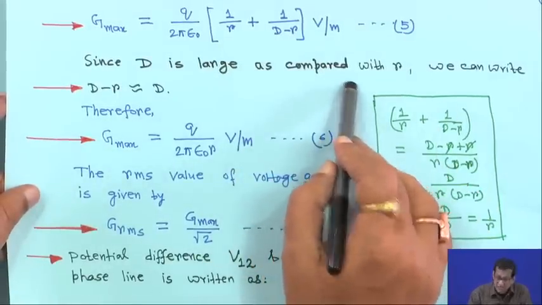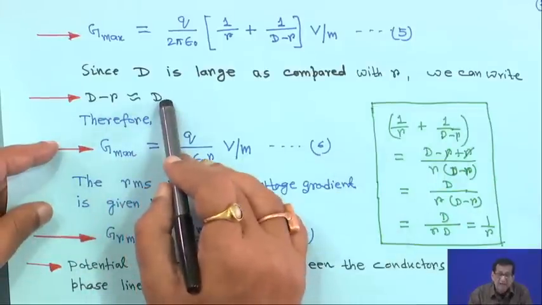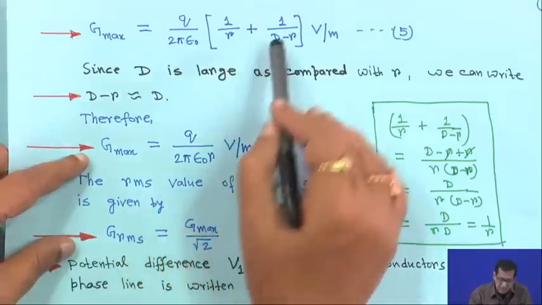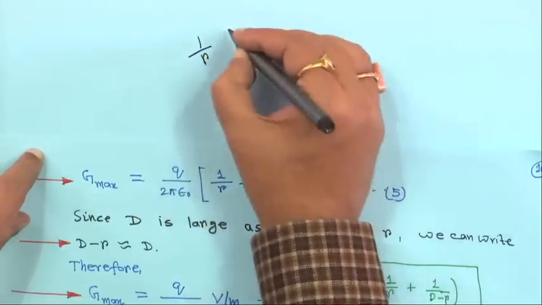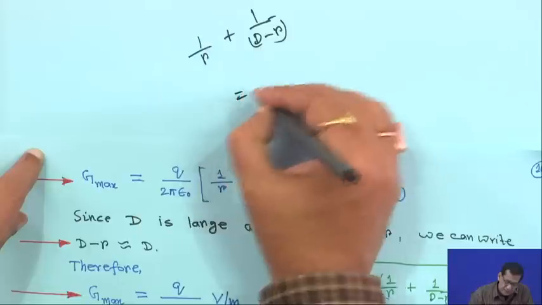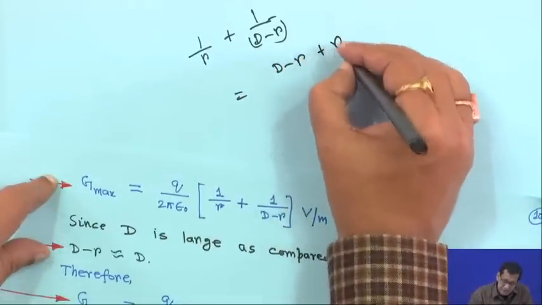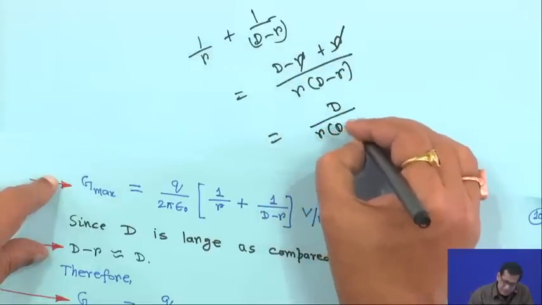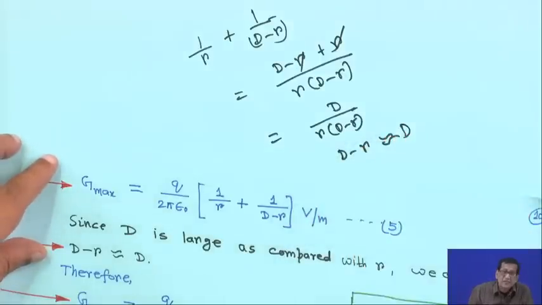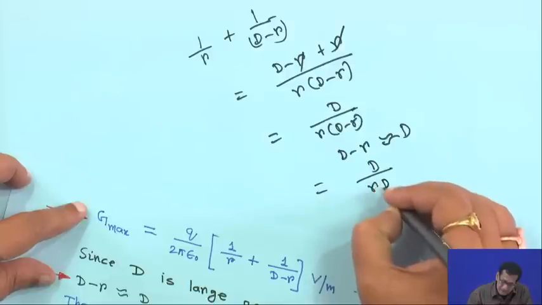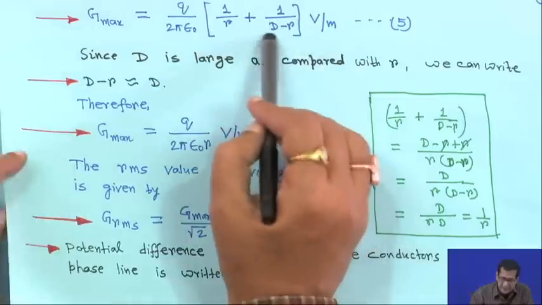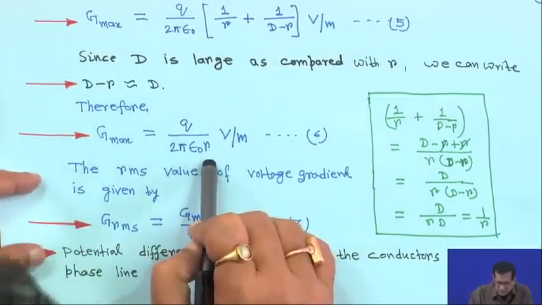Since d is large as compared to the radius r, we can write d minus r approximately d. Therefore, G max, because x is equal to r, will be q upon 2 pi epsilon 0 r volt per meter. How is this happening? 1 upon r plus 1 upon d minus r is equal to (d minus r plus r) divided by r into (d minus r). The r cancels, giving d upon r(d minus r), but d minus r is approximately d, so d cancels, and it is 1 upon r. That is why this expression is approximately equal to 1 upon r, and G max is q upon 2 pi epsilon 0 r.